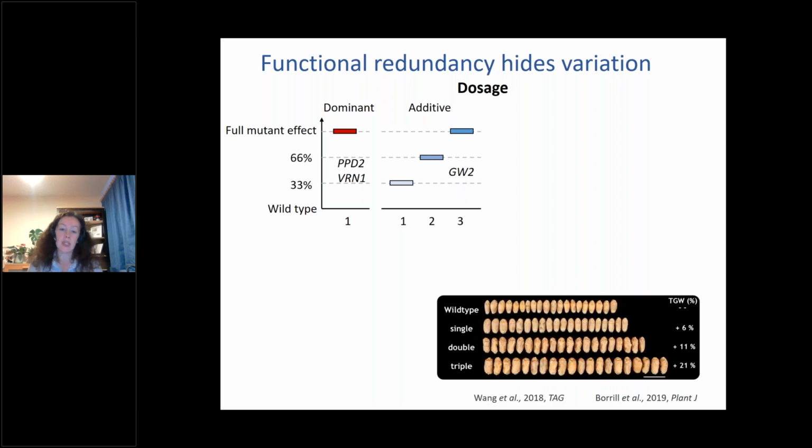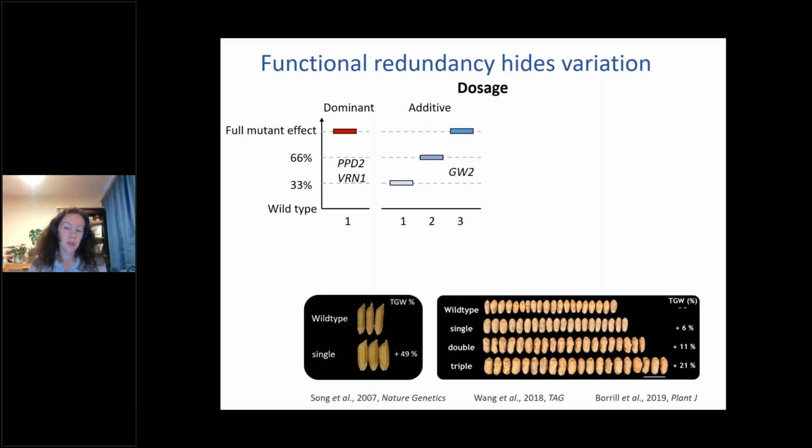So here we can see that as we increase the number of homologs which are mutated, we can see a significant increase in grain width, and we can also see an increase in 1,000 grain weight, increasing from 6% to 21% as we increase the number of homologs that are mutated. And this shows that we have this gradual additive effect, but just to note, this doesn't completely explain the full variation we see in diploid rice. So this might suggest that GW2 has slightly different functions in these two species, or we still don't fully understand its role.